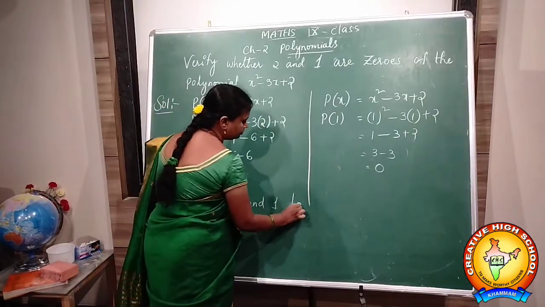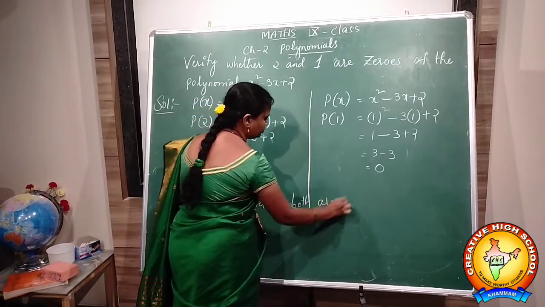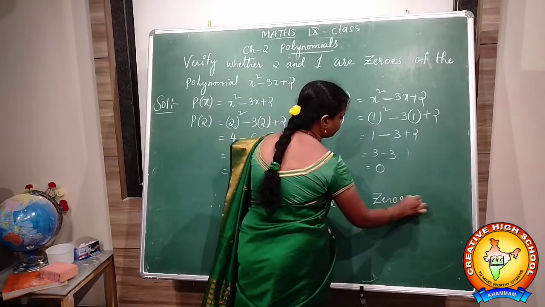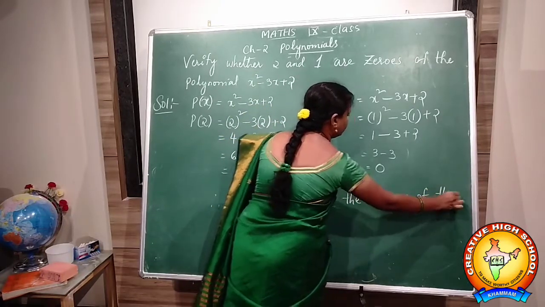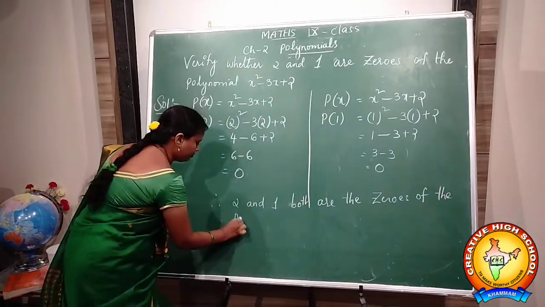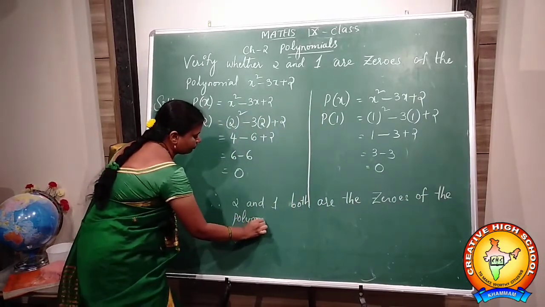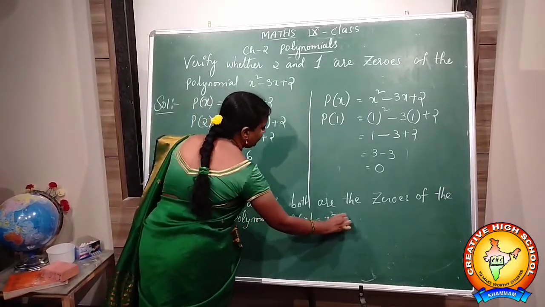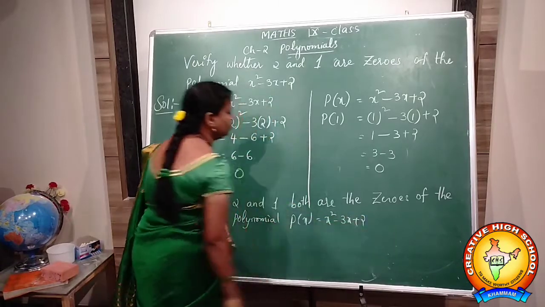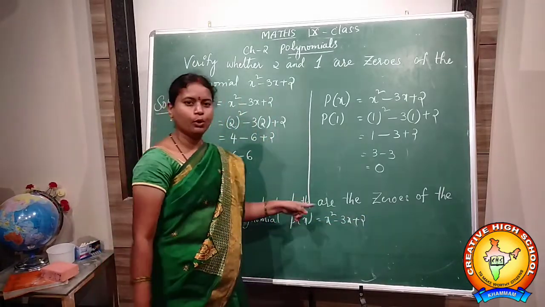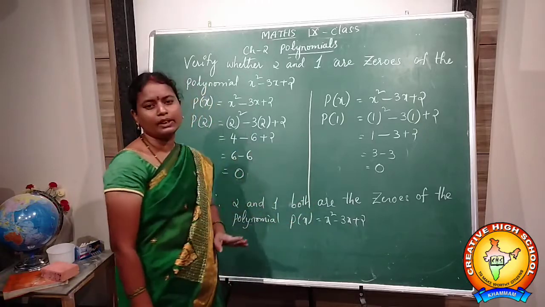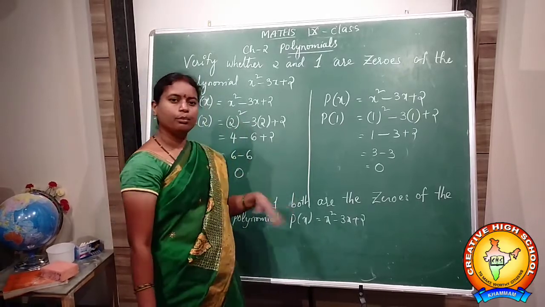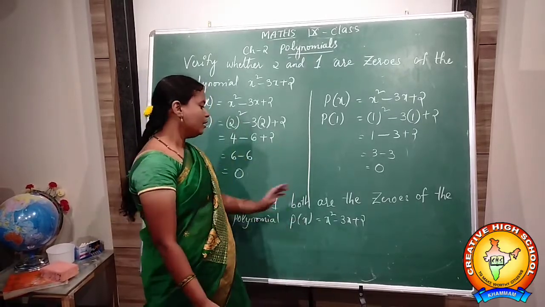So therefore 2 and 1 both are the zeros of the polynomial p of x is equal to x square minus 3x plus 2. See here, when we substitute 2 and 1, both values, in this polynomial, the values become 0. So that's why here 2 and 1, both are the zeros of the polynomial p of x.